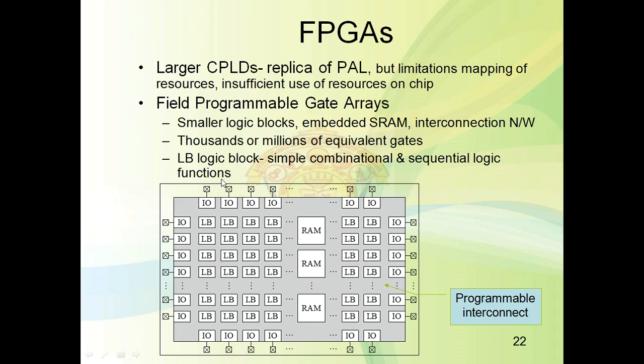IO blocks are also programmable to registered or non-registered input and output, and also to have different voltage levels, loading and timing. Then the RAM block is used for the storage function, and the interconnection network is for programmable interconnection between the different blocks.